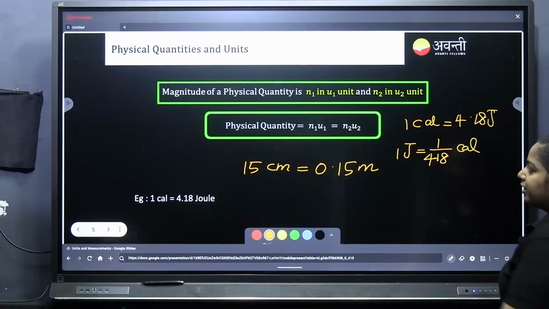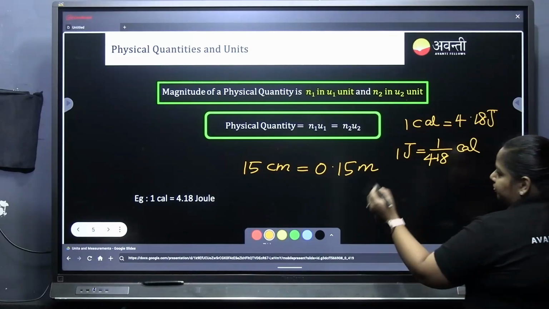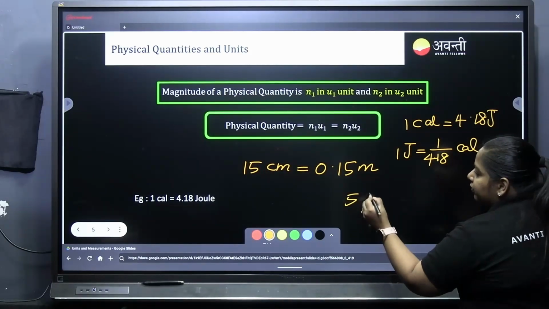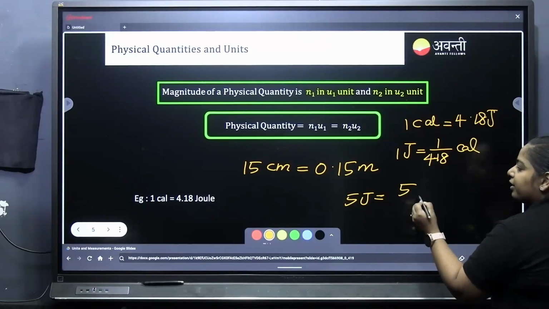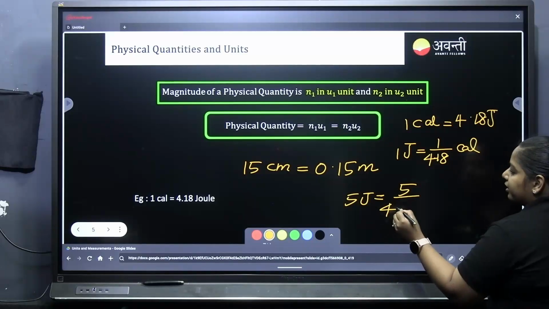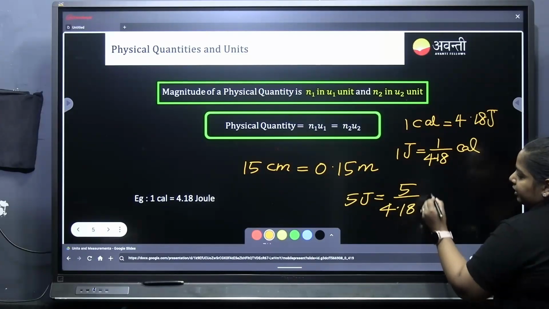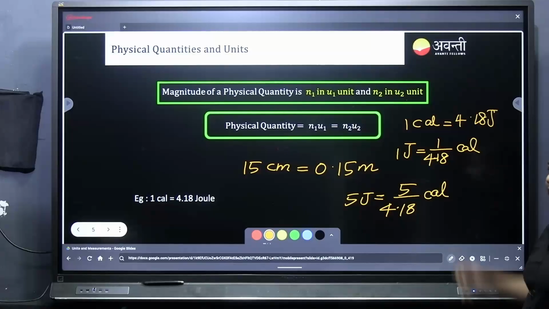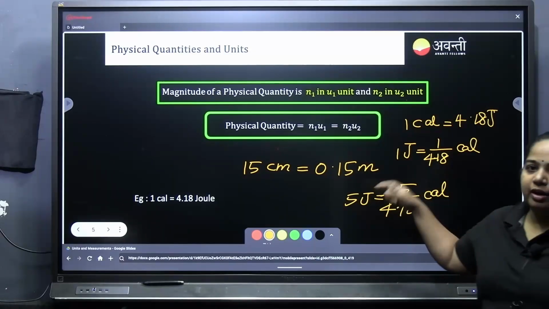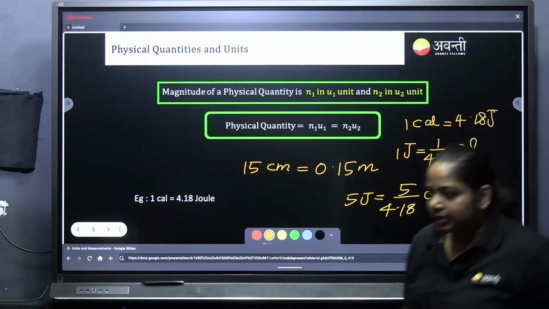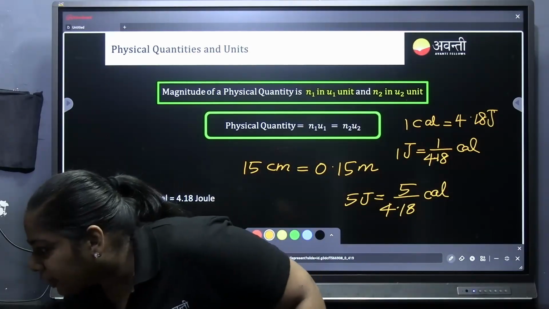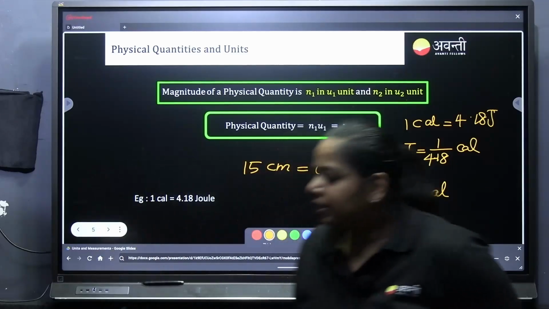Yes. Then we can say that 5 joule equal to 5 by 4.18 calories. If you calculate this value, you will get what? Like 5 joule equal to how much calories? Is it clear? Some people are answering 1.2, 22.